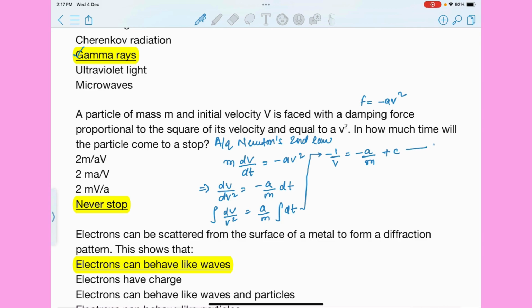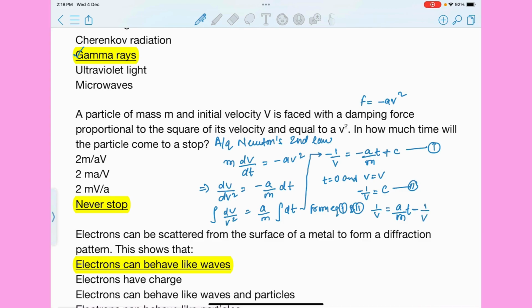We consider this to be equation 1. We can determine the constant c by considering the initial condition when t is equal to 0 and velocity is v. Then this equation will become minus 1 upon v equal to c. Consider this as equation 2. So from equations 1 and 2, 1 upon v is equal to a upon m, there will be a t term also, t plus 1 upon v.